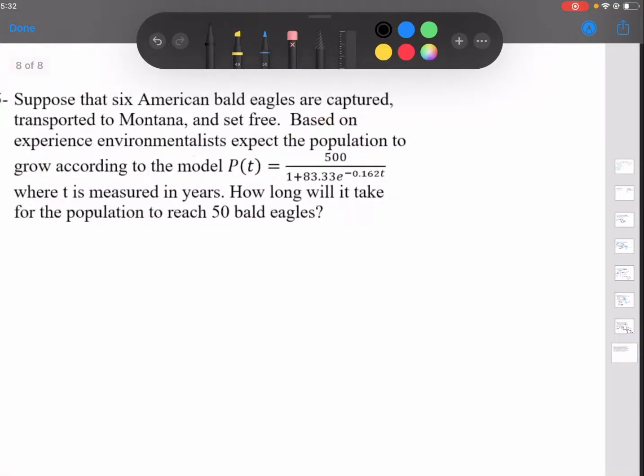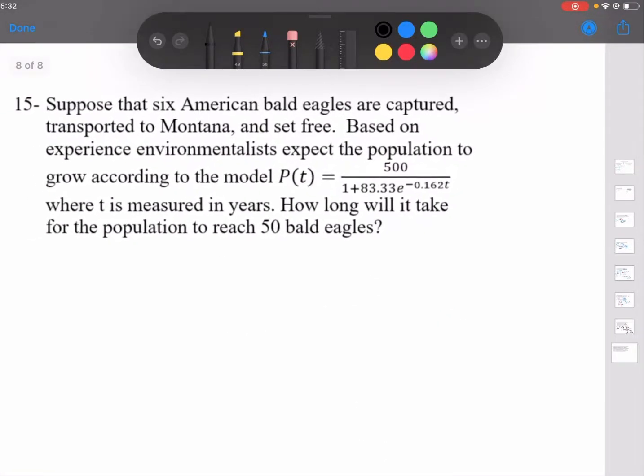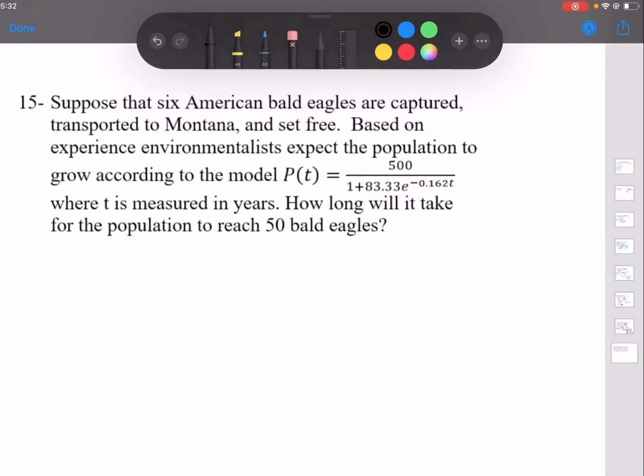Let's do one more problem. So number 15, suppose that 6 American bald eagles are captured and set free. So we've got 6 initially. We'll see if that's important. Probably not, based on this. So they've given us this equation right here. And they want us to know how long until the population reaches 50 bald eagles. So yeah, that actually wasn't important, the 6. But the 50 is, because that's our population.